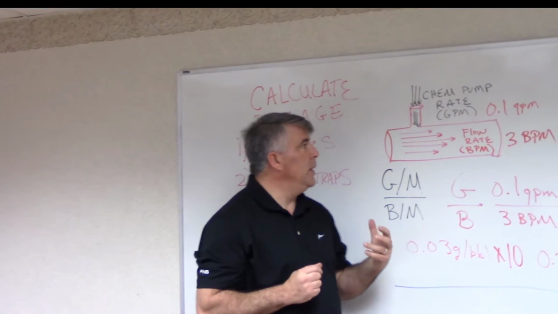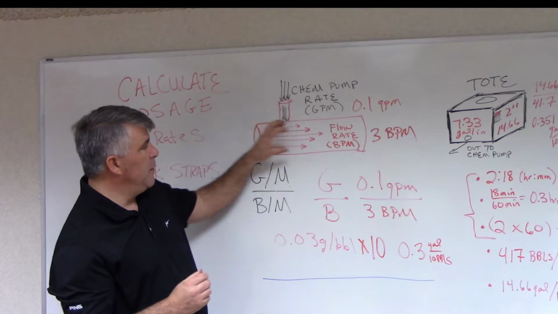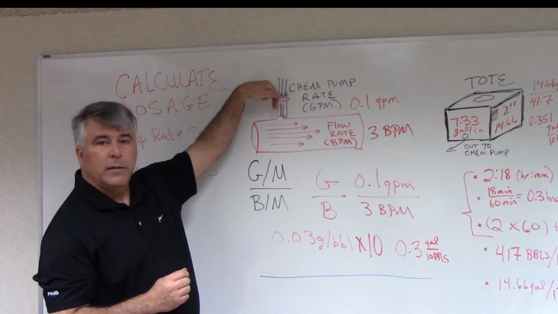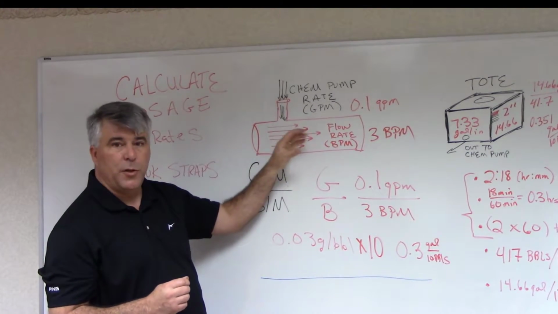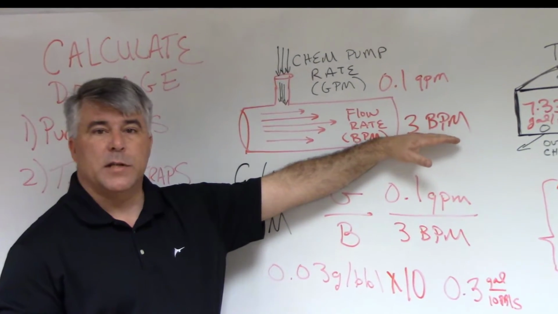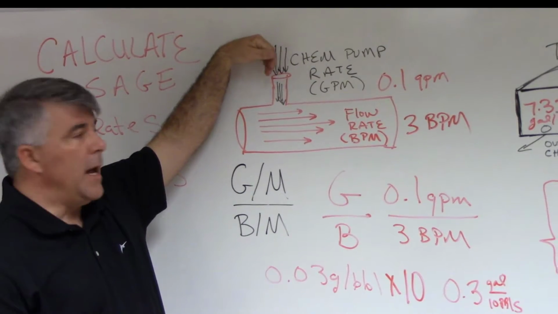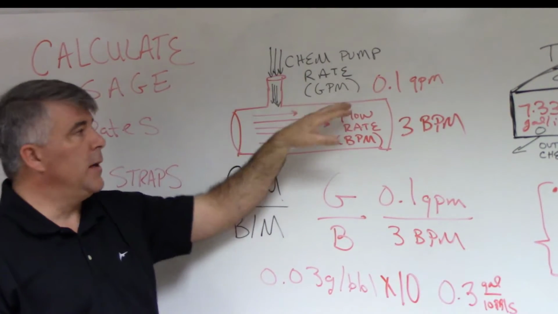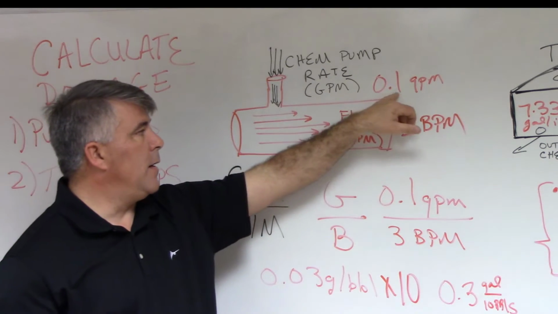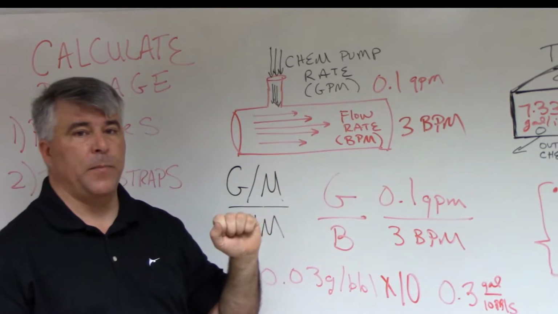Now, if we take into consideration what's happening in your machine, you have flow going through your 3-inch flow loop. You're injecting a second flow into that flow. So you have a stream of fluid moving at some barrels per minute. Let's say your flow meter says that's 3 barrels a minute. You're injecting your chemical at some flow rate, and we usually measure that in gallons per minute. And let's just use the example that your pump says you're pumping at 0.1 gallons per minute.